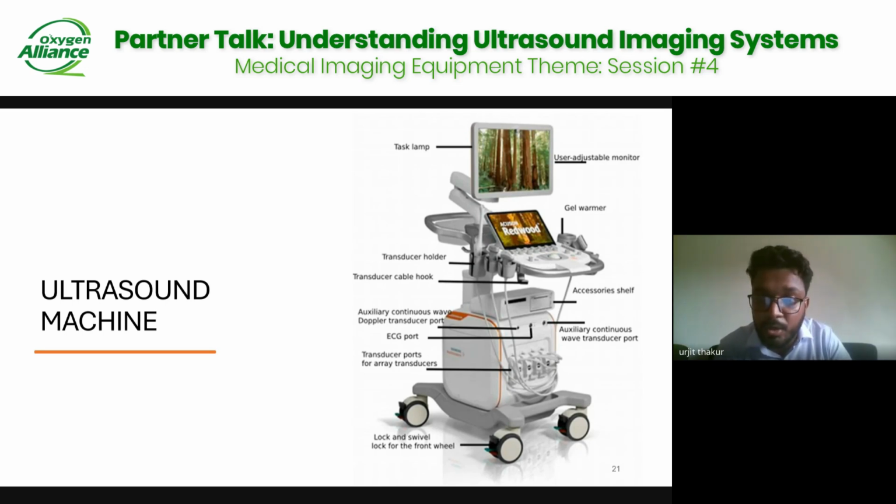That's where your boards, your CPU, and all the processing and image processing takes place. This is a basic higher end model, so there are certain external options like the ECG port. Then you have the auxiliary continuous wave Doppler transducer port, and you have the continuous wave transducer port as well. Within that body you'll have the boards that do the back end and front end of the machine. Front and back end I'll explain ahead when we get to the machines in detail. And this is how the basic ultrasound looks.